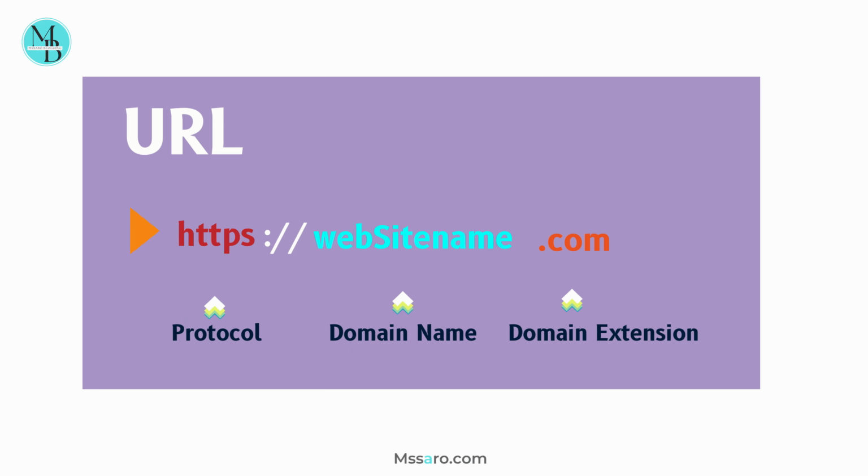Domain name is basically the SLD, that is the second level domain, and .com or the extension .in, .edu, .gov, that is the domain extension, that is the top level domain. So URL is the complete web address of our website. It includes the protocol first, second the domain, and third the domain extension. So these three pieces of information combined make a URL. So URL is a complete web address of our website.